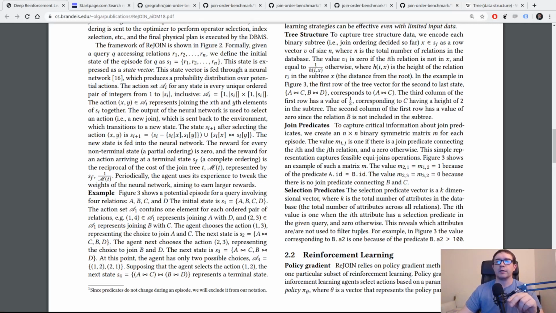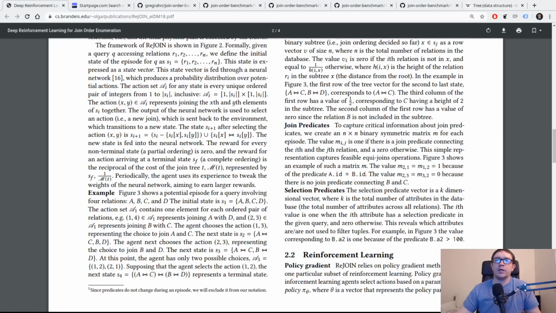Okay, so next we have selection predicates. The selection predicate vector is a k-dimensional vector where k is the total number of attributes in the database, the total number of attributes across all relations. So all the relations from A, B, C, and D. So if each one has 1,000,000 attributes, the selection predicate vector has 4 million entries. The ith value is 1 when the ith attribute has a selection predicate in the given query and 0 otherwise. This reveals which attributes are or are not used to filter tuples.